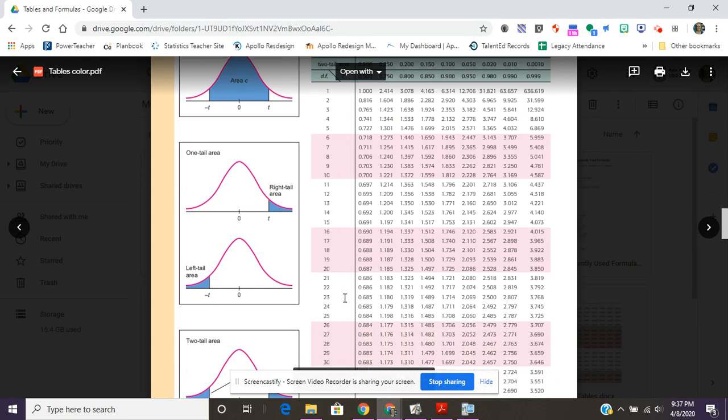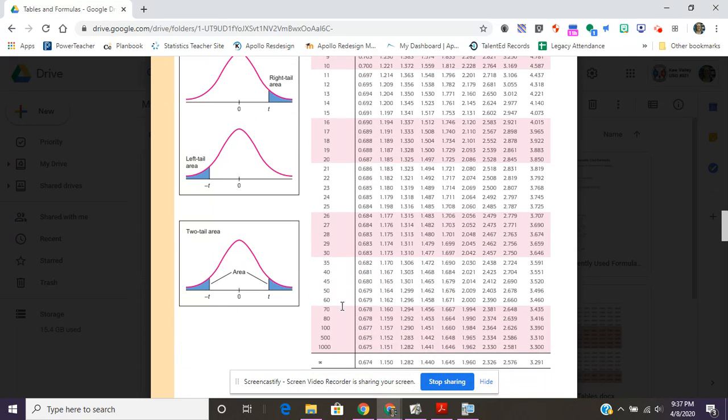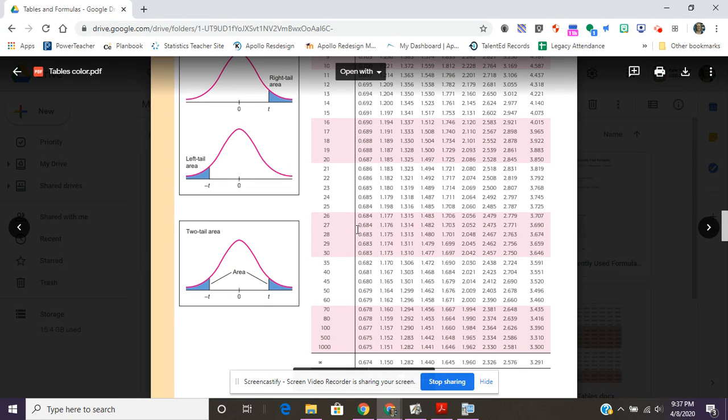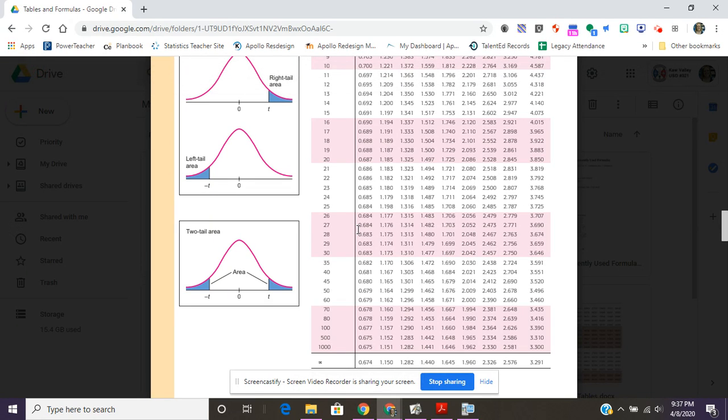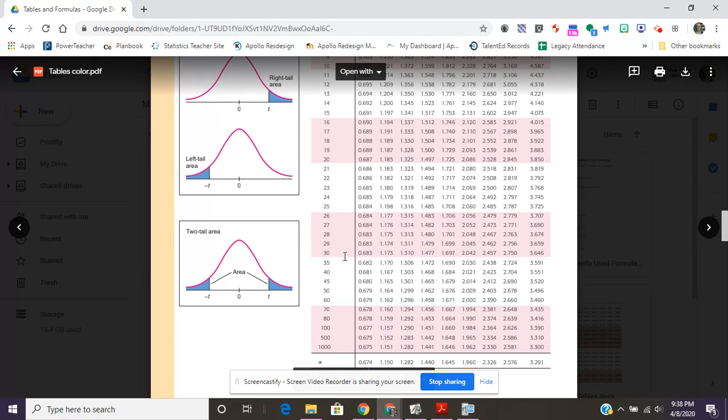Now notice as we get further down here, once we hit 30, the rows start jumping by bigger amounts. Because we don't have a table that would show that depth of degrees of freedom, you would do n minus 1, and let's say you got 32. You would go to the next one without going over. So we'd go down to this row of 30 to find our degrees of freedom.